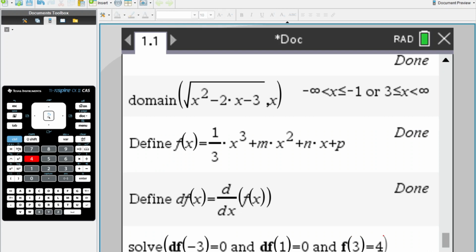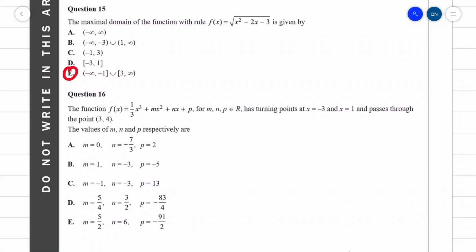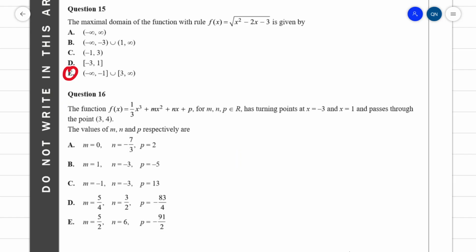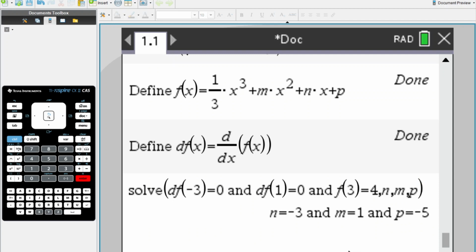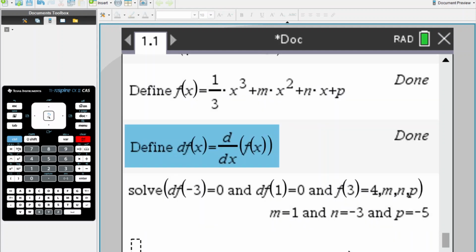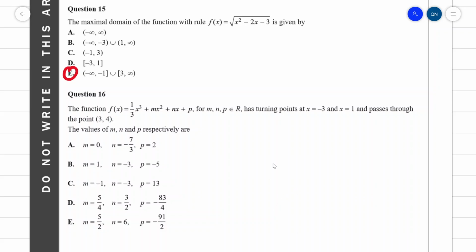So you can just type in this whole string over here, putting ands between all the conditions that you require. You put a comma, then you list all the variables, which is going to be n, m, and p. Maybe I should put it in the other order because that's the order the question had: m, then n, and p. If you do that, it gives you m equals 1, n equals negative 3, and p equals negative 5. So that's going to be option B.